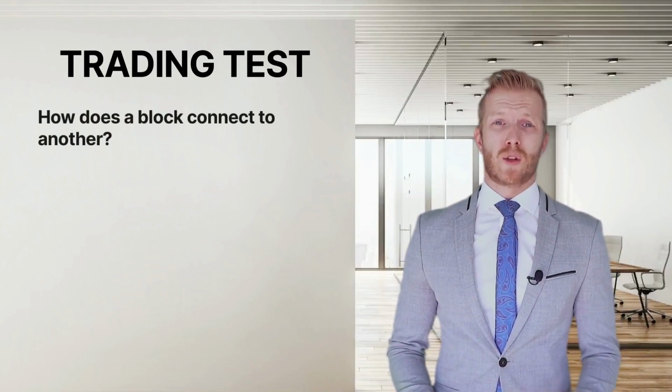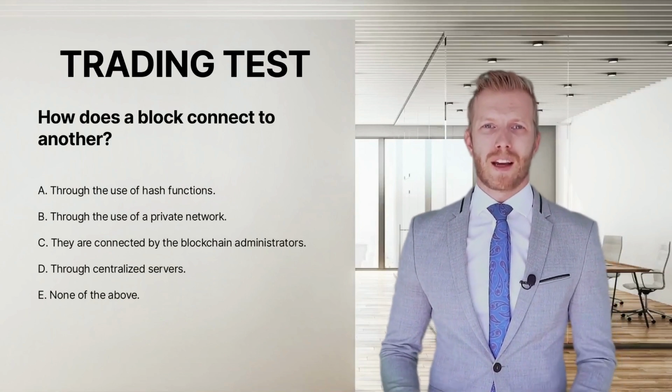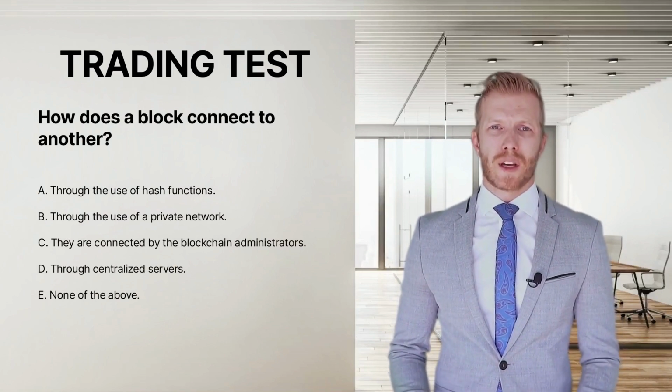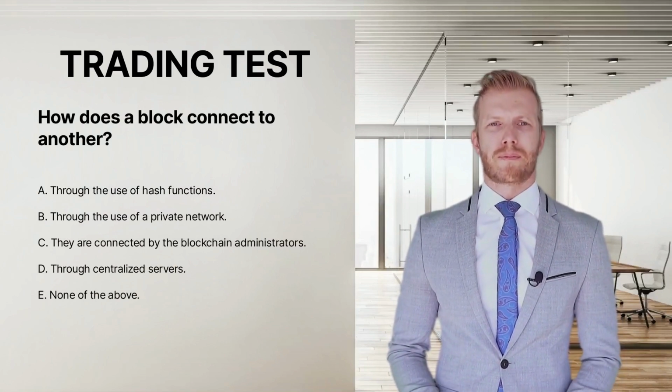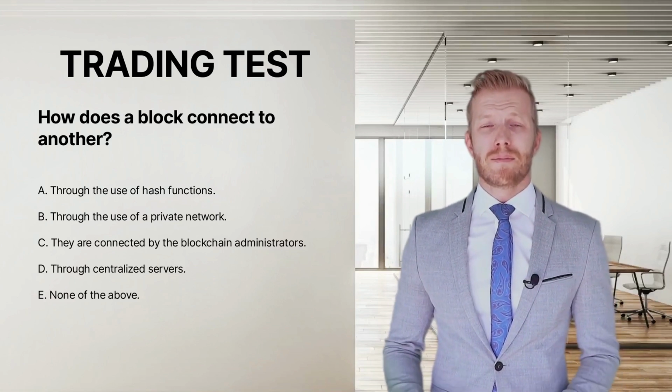How does a block connect to another? A. Through the use of hash functions. B. Through the use of a private network. C. They are connected by the blockchain administrators. D. Through centralized servers. E. None of the above.